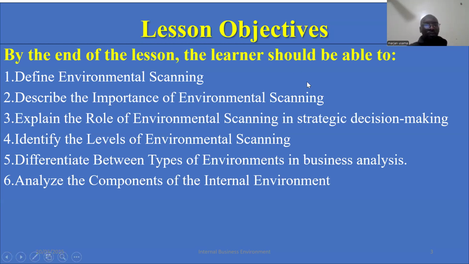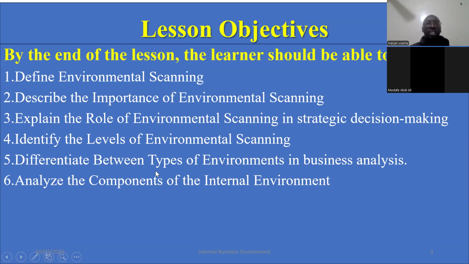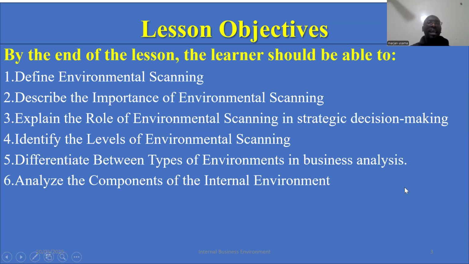So these are the lesson objectives. By the end of this lesson, you should be able to, number one, define what environmental scanning is. Number two, describe the importance of environmental scanning. Then explain the role of environmental scanning in strategic decision making. Then number four, identify the levels of environmental scanning. Then differentiate between types of environments in business analysis. Then lastly, analyze the components of the internal environment.